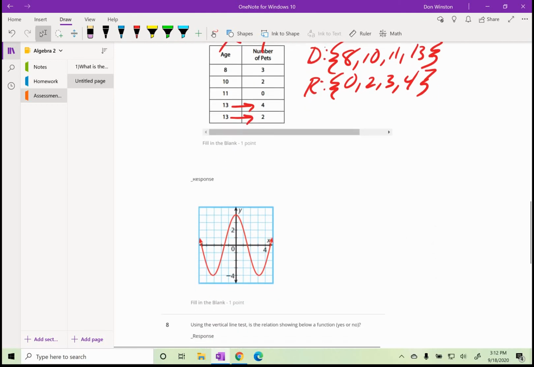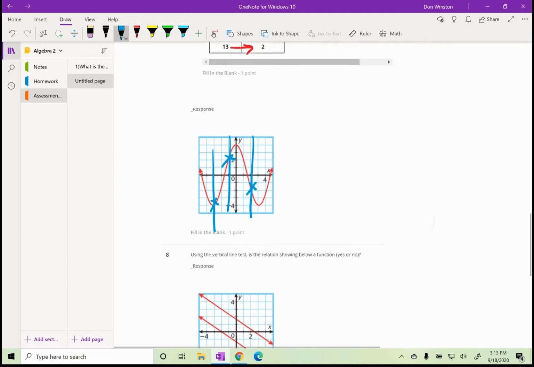And then let's see here. So does this pass the vertical line test? Yes, it does. If I draw a vertical line anywhere, okay, there's only one y value for each x value, wherever that x is. So it passes the vertical line test, so it is a function. 1 x only goes to 1 y.